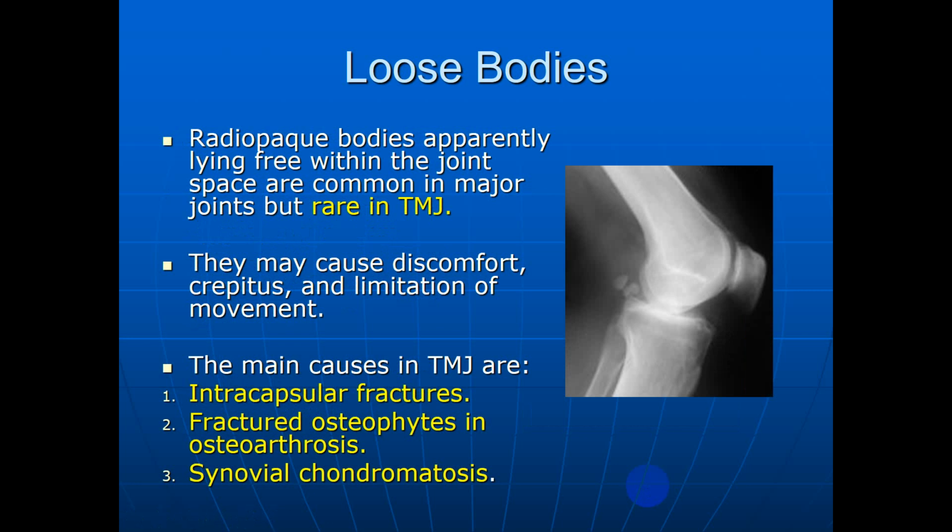They are rare in the TMJ and common in major joints like the knees. They can cause limitation in the movement, pain, and crepitus in the joints. And the main causes of loose bodies, as we said, one of them is osteophytes, fractured osteophytes. You remember that osteophytes were mentioned in degenerative joint diseases, osteoarthritis and osteoarthrosis, and they can get detached and float into the synovial space. And we have also mentioned synovial chondromatosis, which, although rare in the TMJ, can still occur, in addition to fractures from the articulating surfaces within the capsule of the joint.